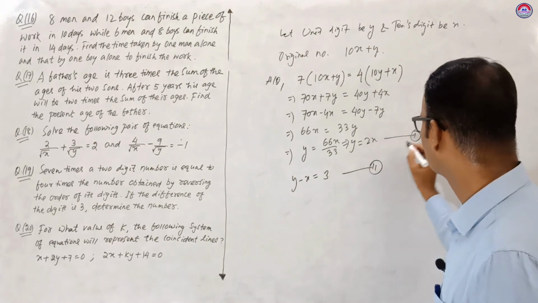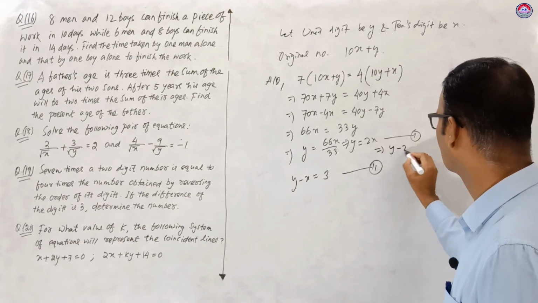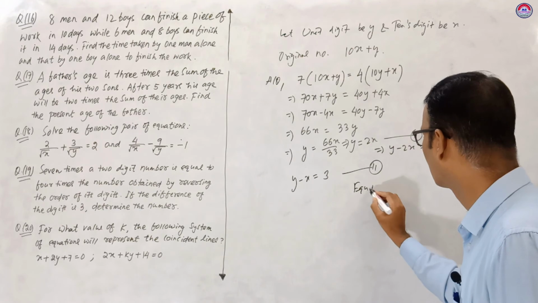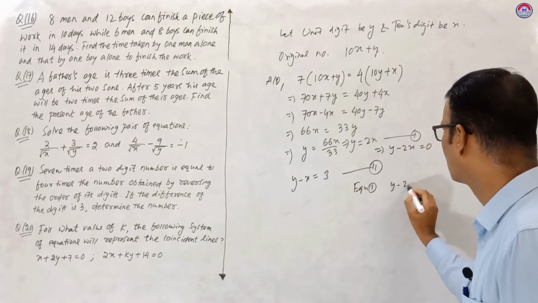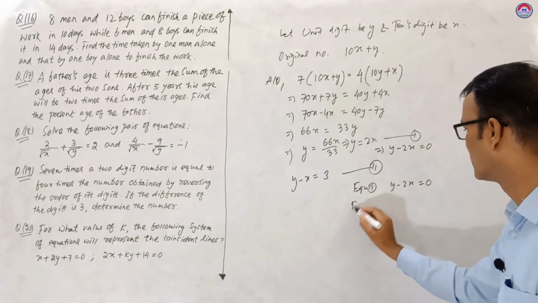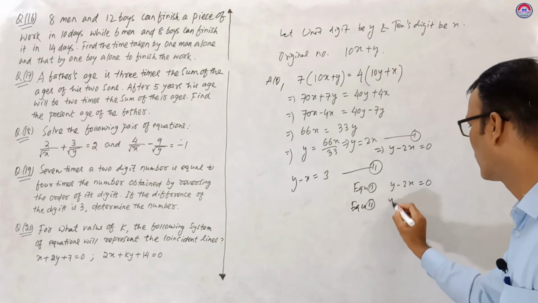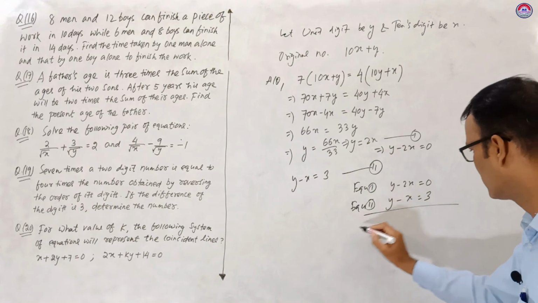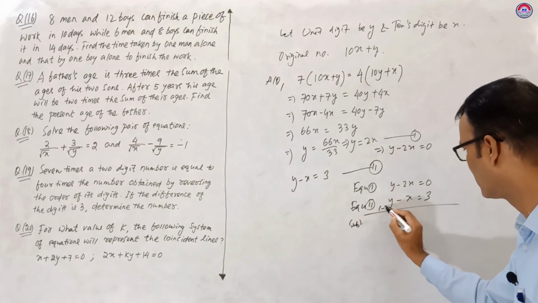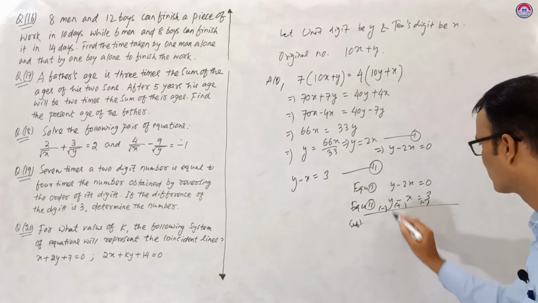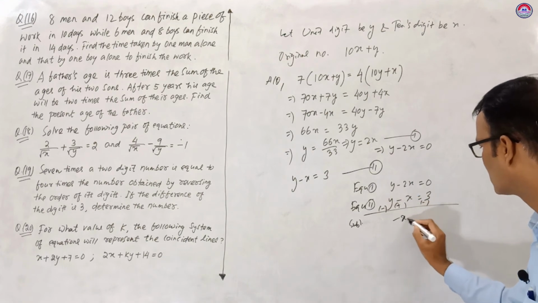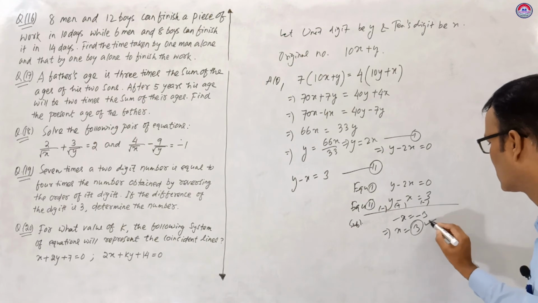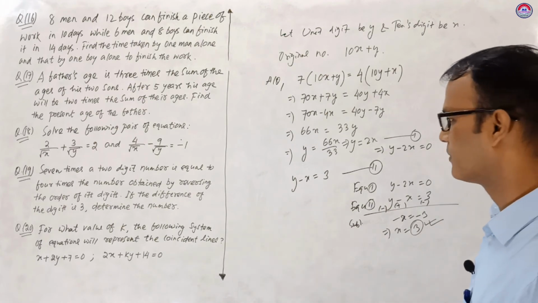So the first equation you can write as y minus 2x equal to 0. Equation 2: y minus x equal to 3. Subtracting, minus x equal to minus 3. That implies x equal to 3. x has come as 3.